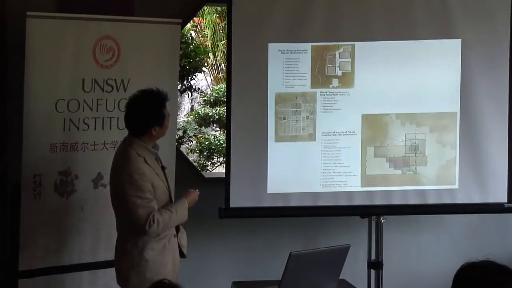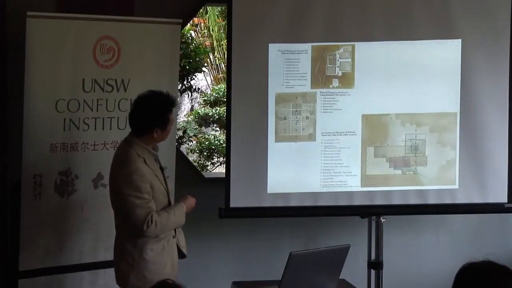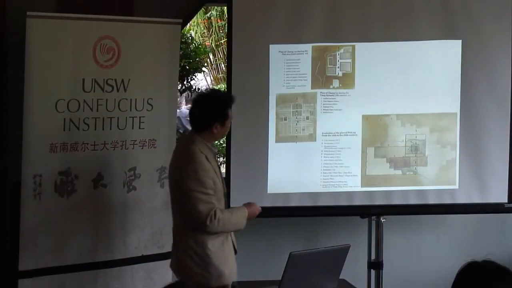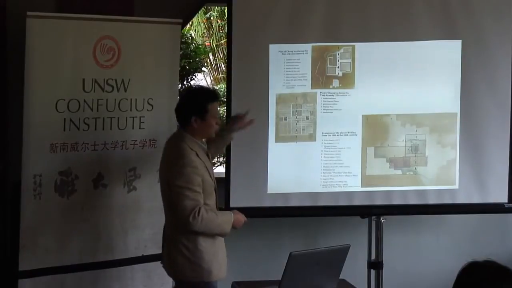So this city is in Han Dynasty. This is in Tang Dynasty. It's Ming and Qing, Beijing city. Its master plan is always square.